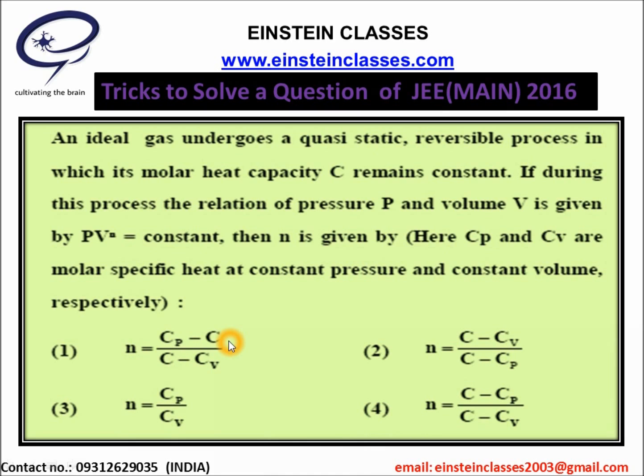Now apply another concept. If you put n equal to 1, then PV equals constant. PV equal to constant applies to an isothermal process, and in an isothermal process, molar heat capacity is not defined. That means molar heat capacity will not be defined when n equals 1. Now put n equal to 1 here. You will get C equal to (Cp plus Cv) divided by 2. That means for n equal to 1, you get a definite value of C, which is not possible. Hence the correct answer will be option 4.